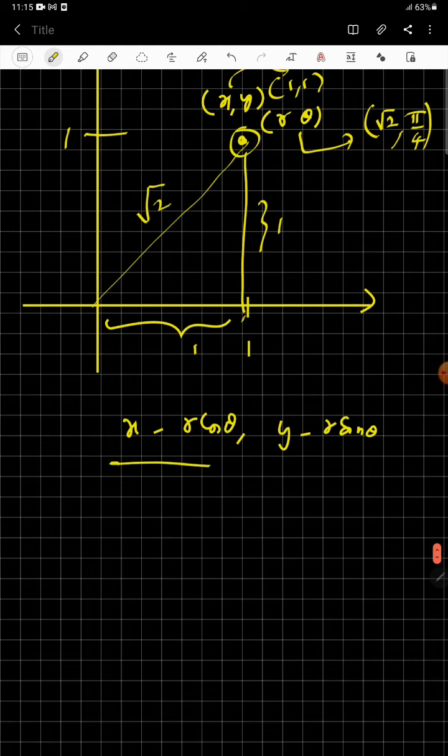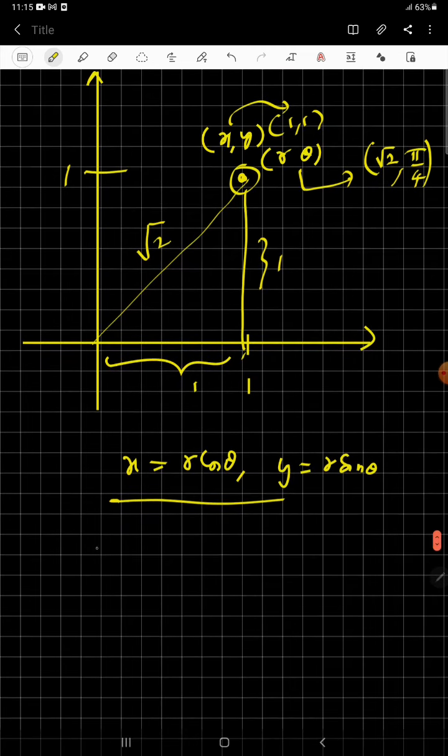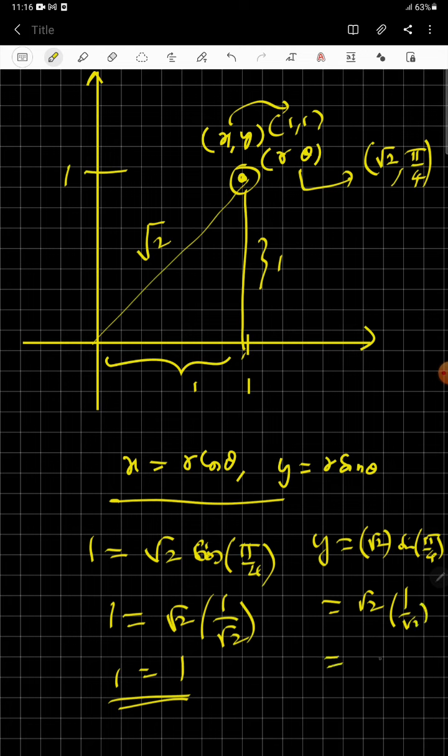Now let us see, they are going to satisfy these particular equations. Now x is nothing but 1 is equal to root 2 into cos of pi by 4. Cos pi by 4 is 1 by root 2, you all know. So root 2 into 1 by root 2, that's equal to 1. So 1 equal to 1. And the value of y is, if you know the r value and the theta value, you can calculate the y value and the x value. So r is root 2 and sine of pi by 4, that is equal to root 2 into 1 by root 2, that's equal to 1. So 1 equal to 1 is getting satisfied.